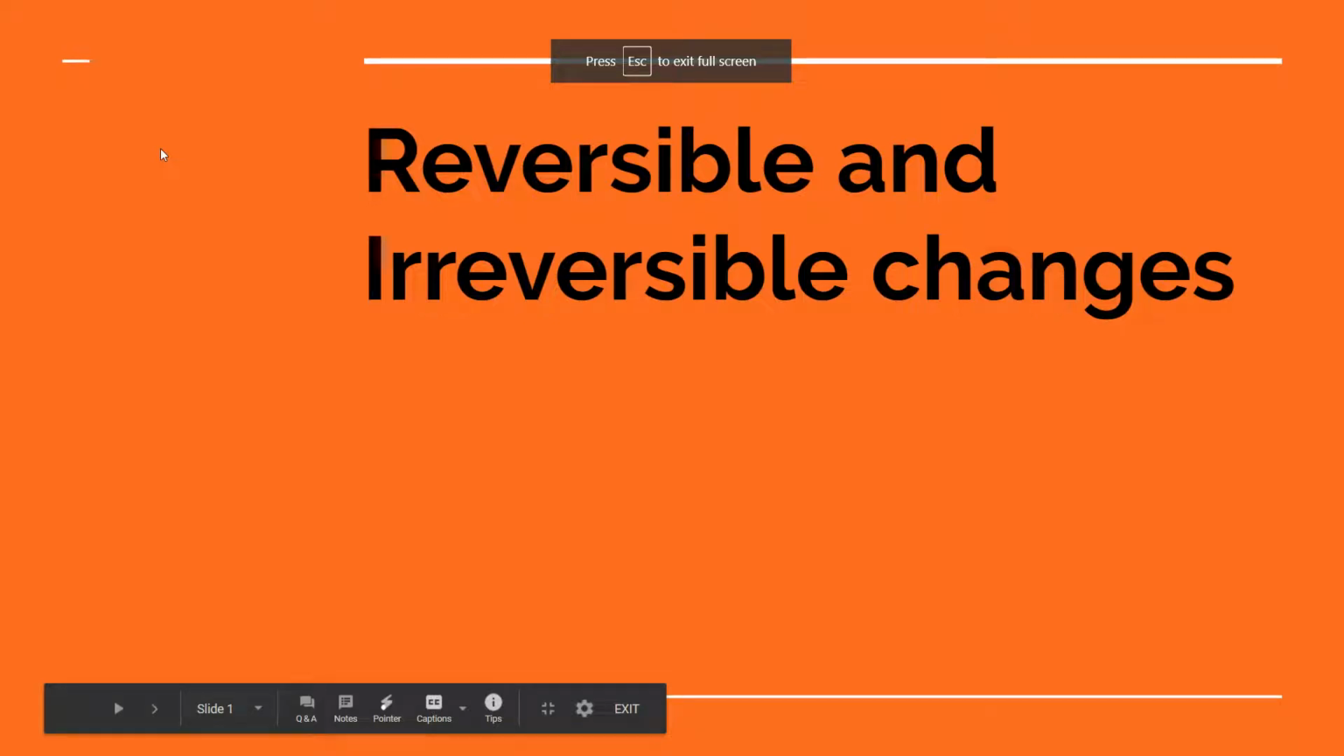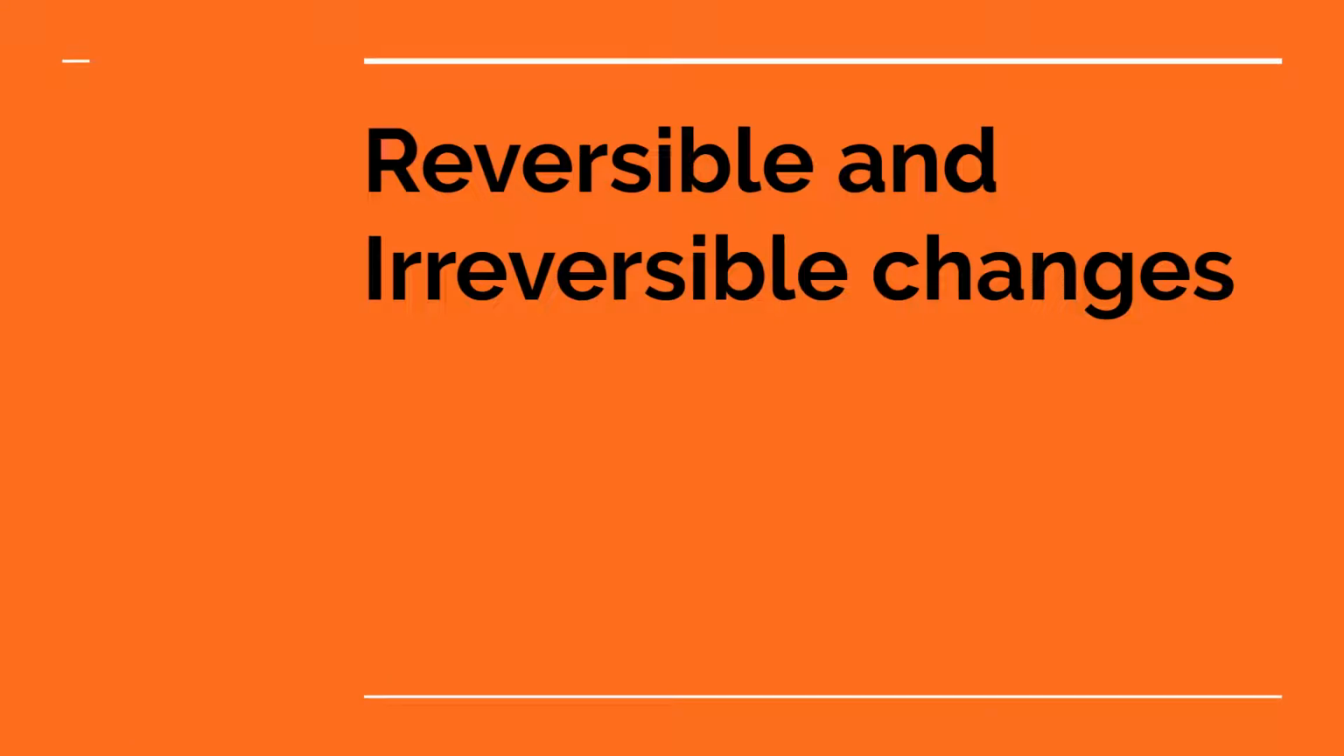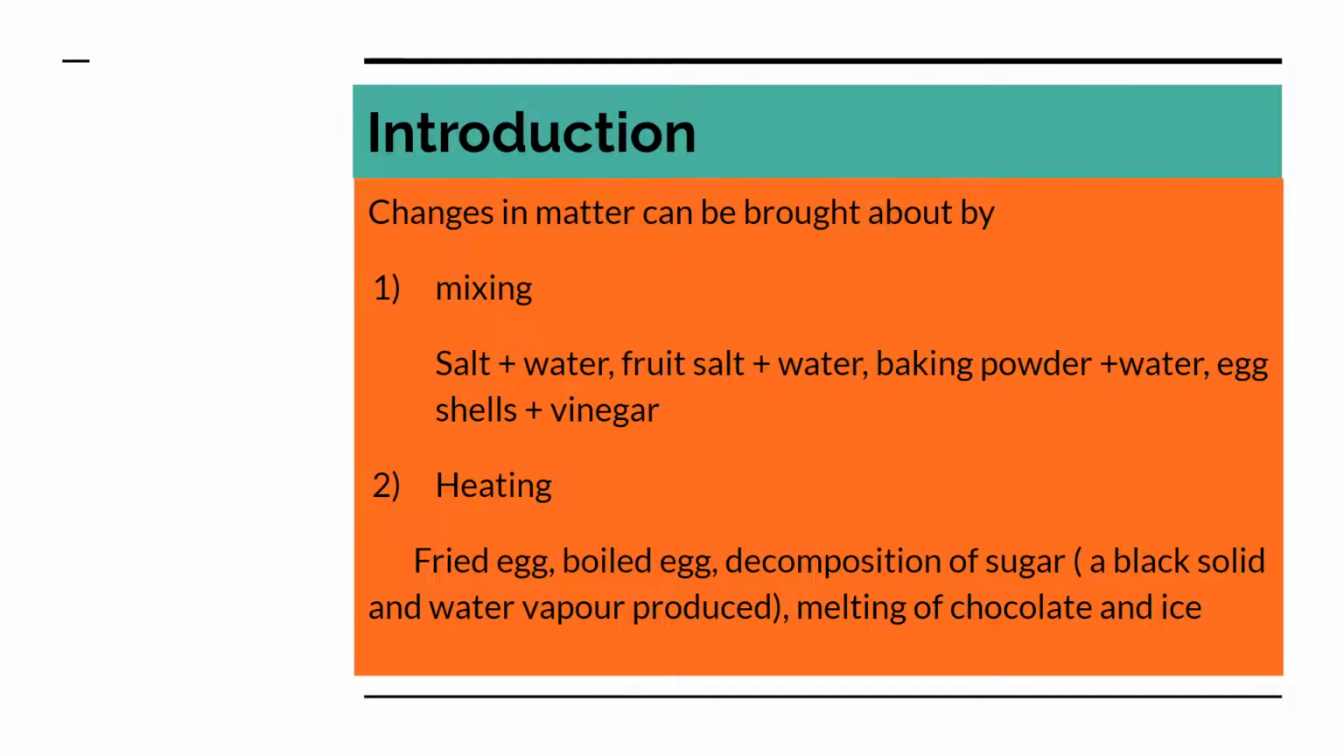Okay, class. So this is the chapter of reversible and irreversible changes. First you need to know that there are changes in matter, and changes in matter can be brought about by two things. Number one is mixing, and number two is heating. For example, if you mix salt and water, it results in salty water.